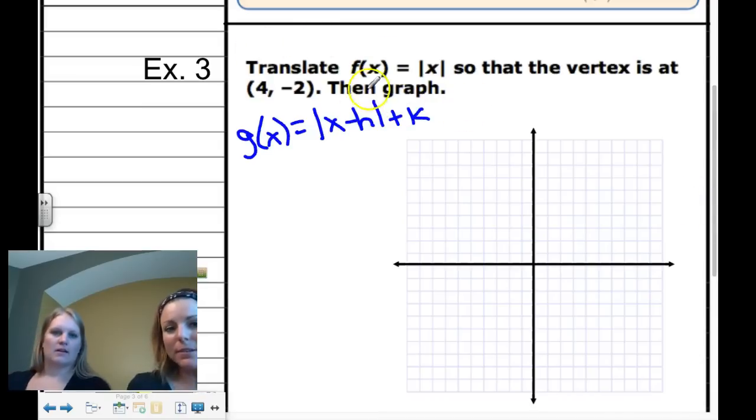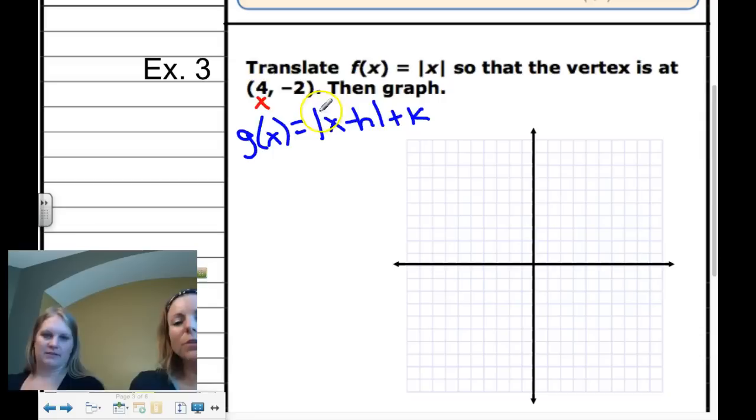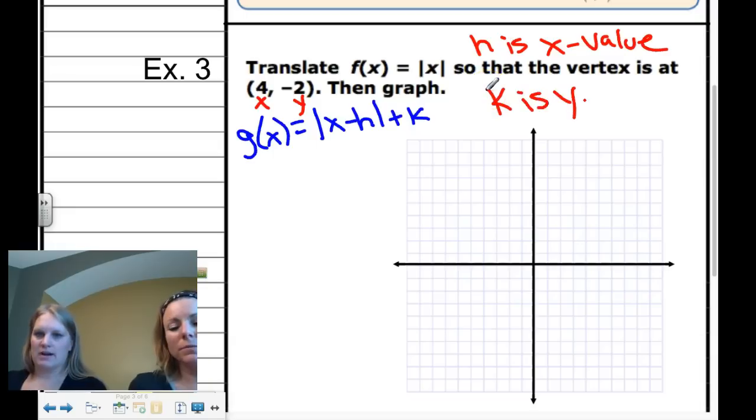What is k? Well, h is our left to right, so that would be our x value, and k is our up and down, y. Right. So I'm just going to write that here. h is the x value. k is the y value. Okay, so let's plug it into the formula.